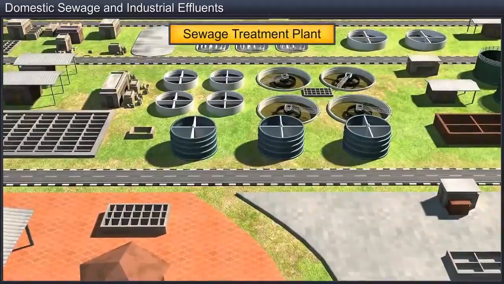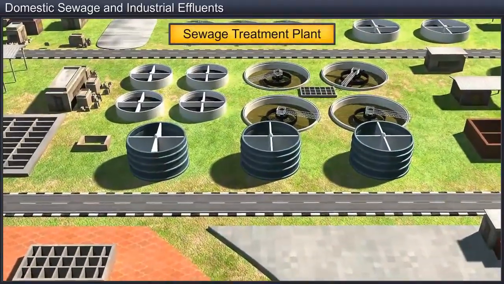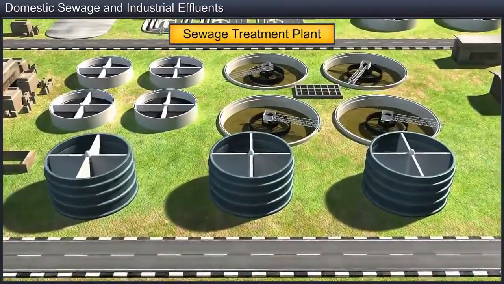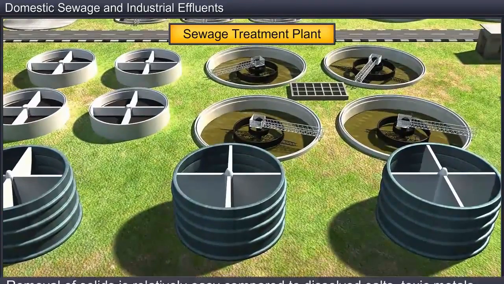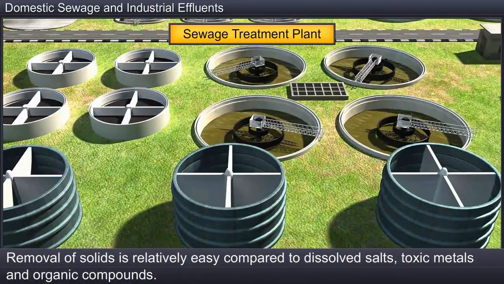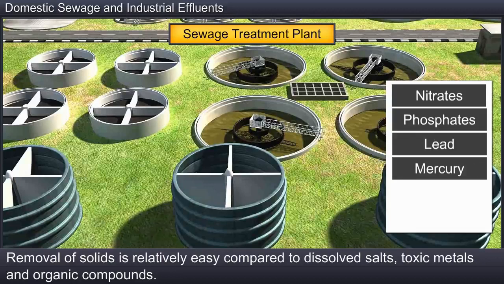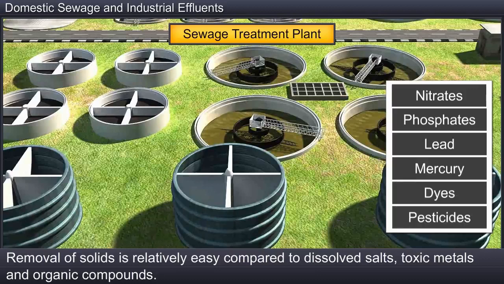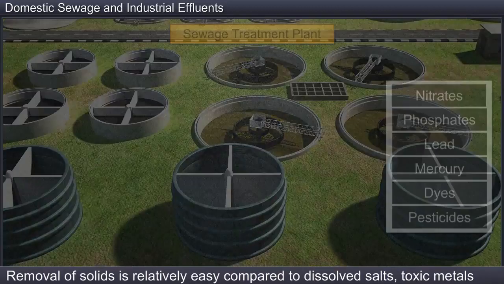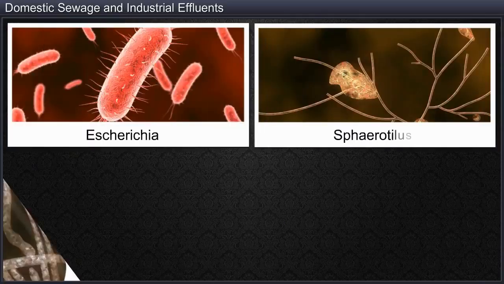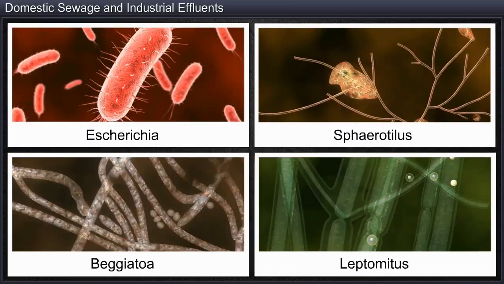Every town or city has sewage treatment plants for the removal of these pollutants before they are released into rivers or the sea. The removal of solids is relatively easy compared to dissolved salts such as nitrates and phosphates, and toxic metals such as lead and mercury, and organic compounds such as dyes and pesticides. Apart from these pollutants, microorganisms also form a primary component of the sewage.